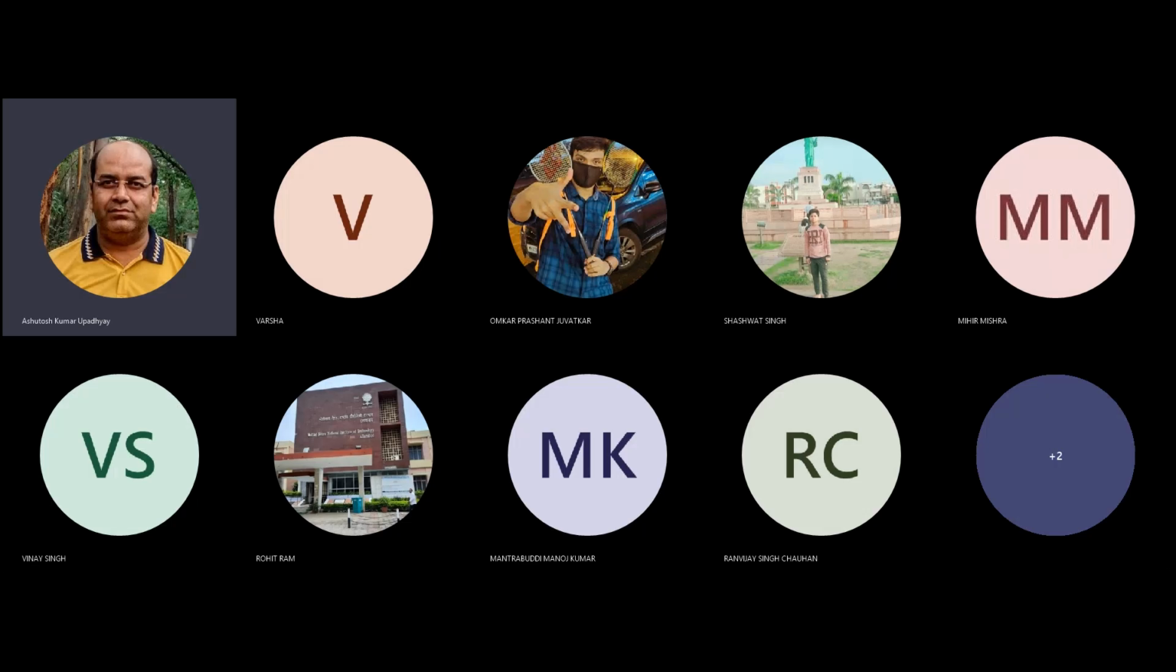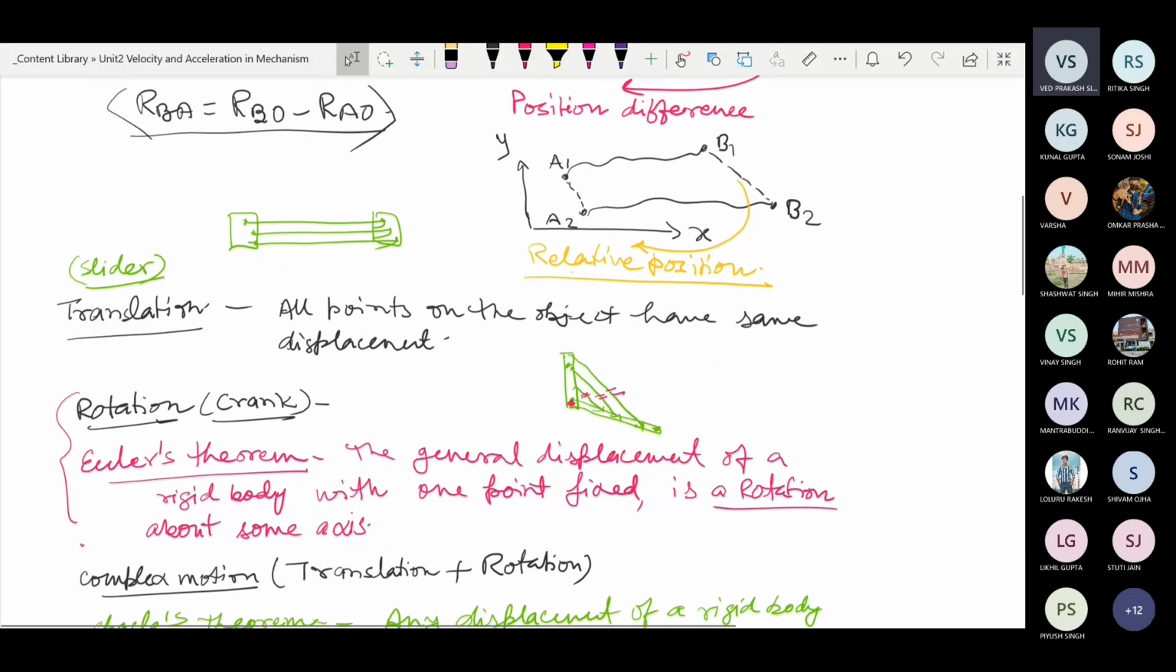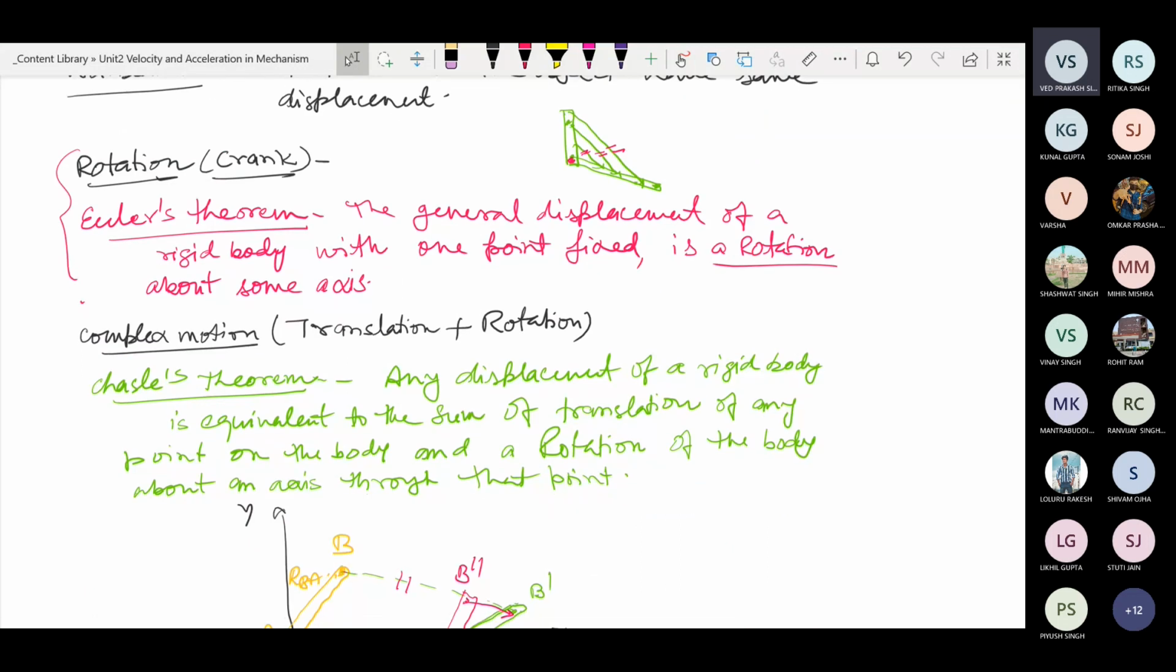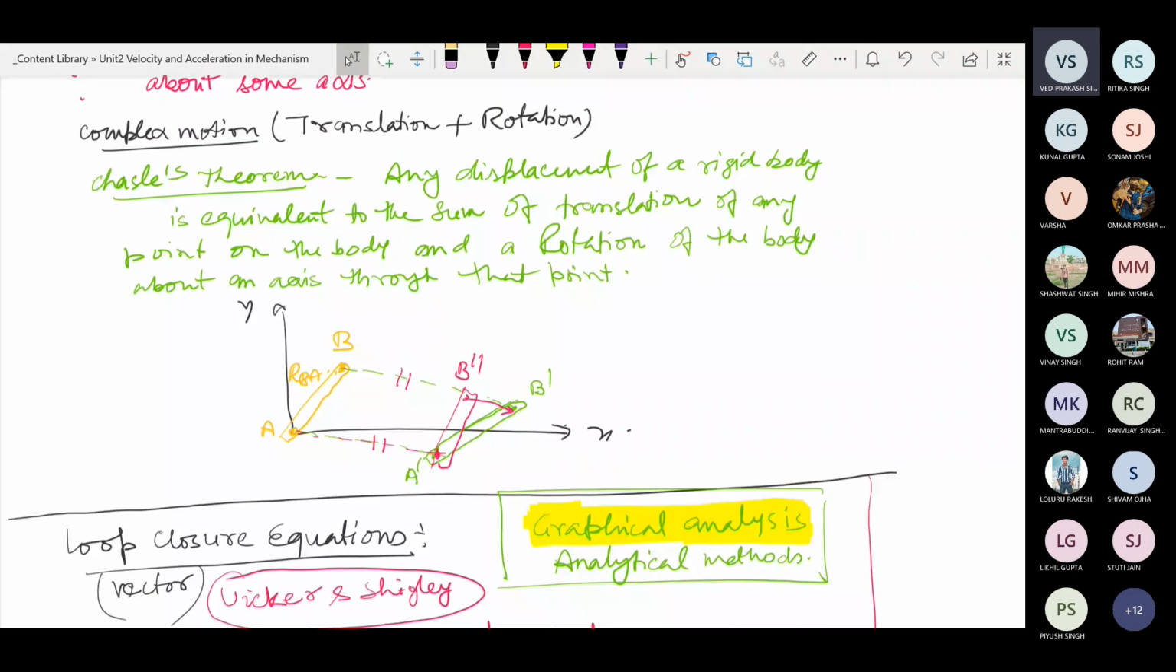Last class we started with the position analysis. Okay, so we defined our coordinate system, and then we talked about displacement, translation, rotation, and complex motion. Because the links, whatever we will have, they will either go for translation or rotation or a combination of both. Okay, so those things we dealt with.